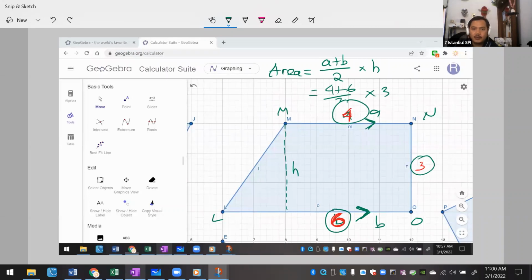So I write down 4 plus 6 divided by 2 times the h, which equals 3, right? I'm going to erase that a little bit. Okay, so 4 plus 6 is 10, 10 divided by 2 is 5, 5 times 3 equals 15.